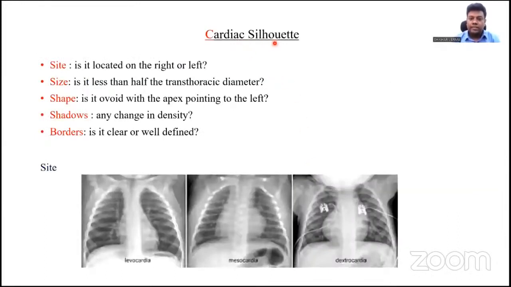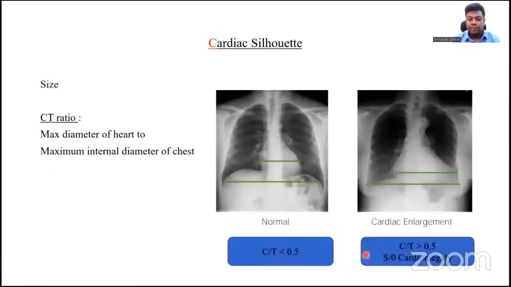Now we shall be discussing the cardiac silhouette. In this, we shall be discussing the site, size, shape, shadows, and the borders of the heart. This is an X-ray film, and the heart is on the left side. It is here in the middle part, mesocardia, and this is on the right side, dextrocardia. Levocardia, mesocardia, and dextrocardia.